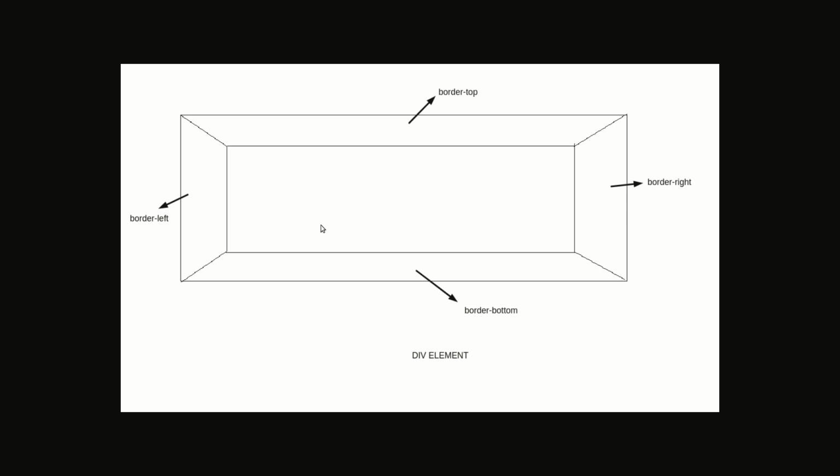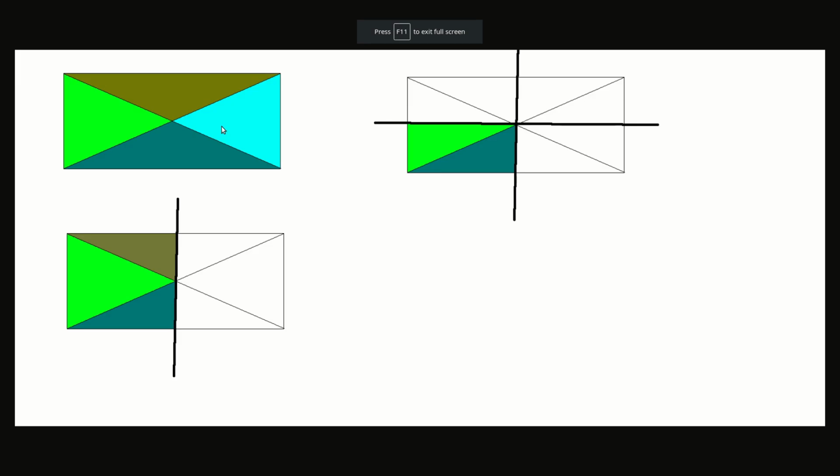Now wonder what will happen if the content area becomes 0. So let's see. This is the div with no content. This is its left border, this is its top border, right border and bottom border respectively. And it has no content area. Now let's see what happens if we tweak the size of the border.